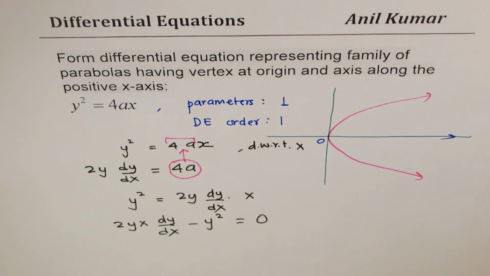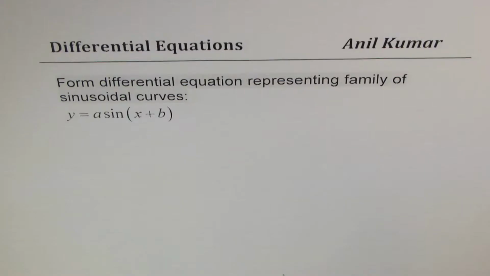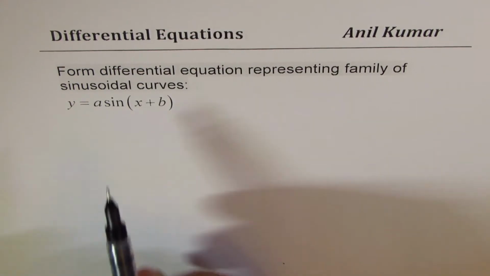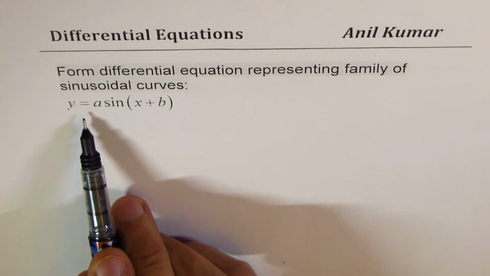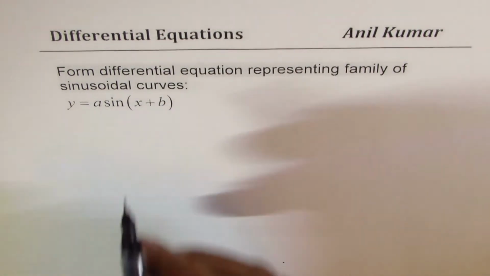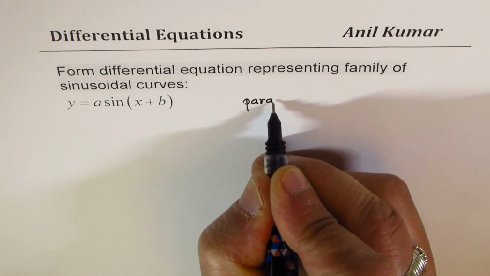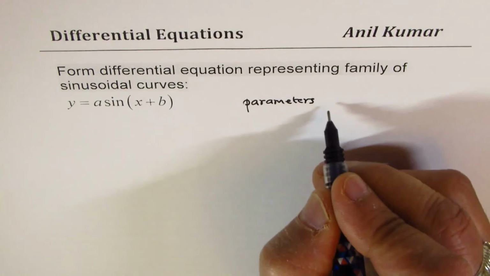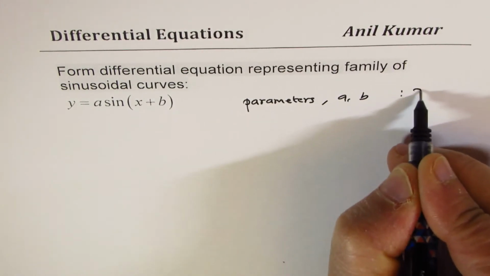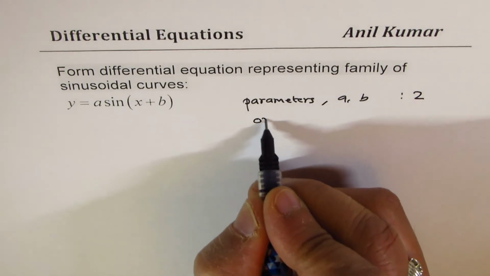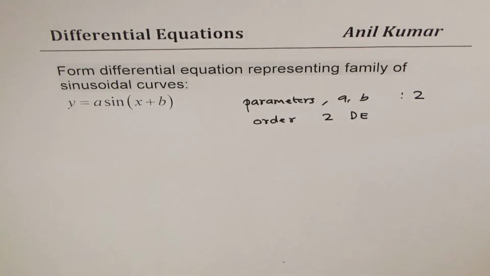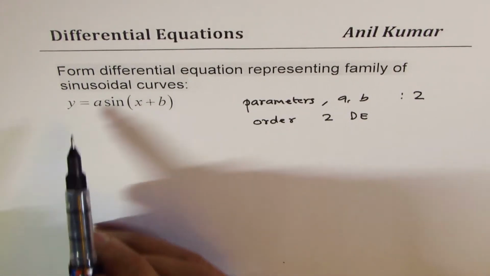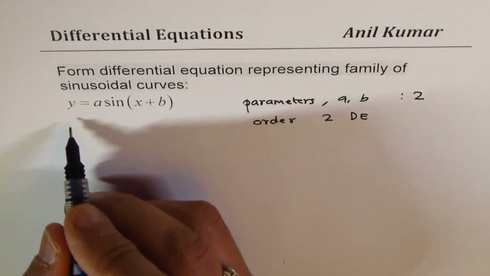So these two were very simple examples, and now we'll take up more intricate ones. The question here is, form differential equation representing family of sinusoidal curves y equals a sin(x + b). Now again, how many parameters do we have? We have two parameters, a and b, right? So their number is 2. That means we are looking for an order 2 differential equation, right? So we are going to differentiate the given equation twice. We have y equals a sin(x + b).